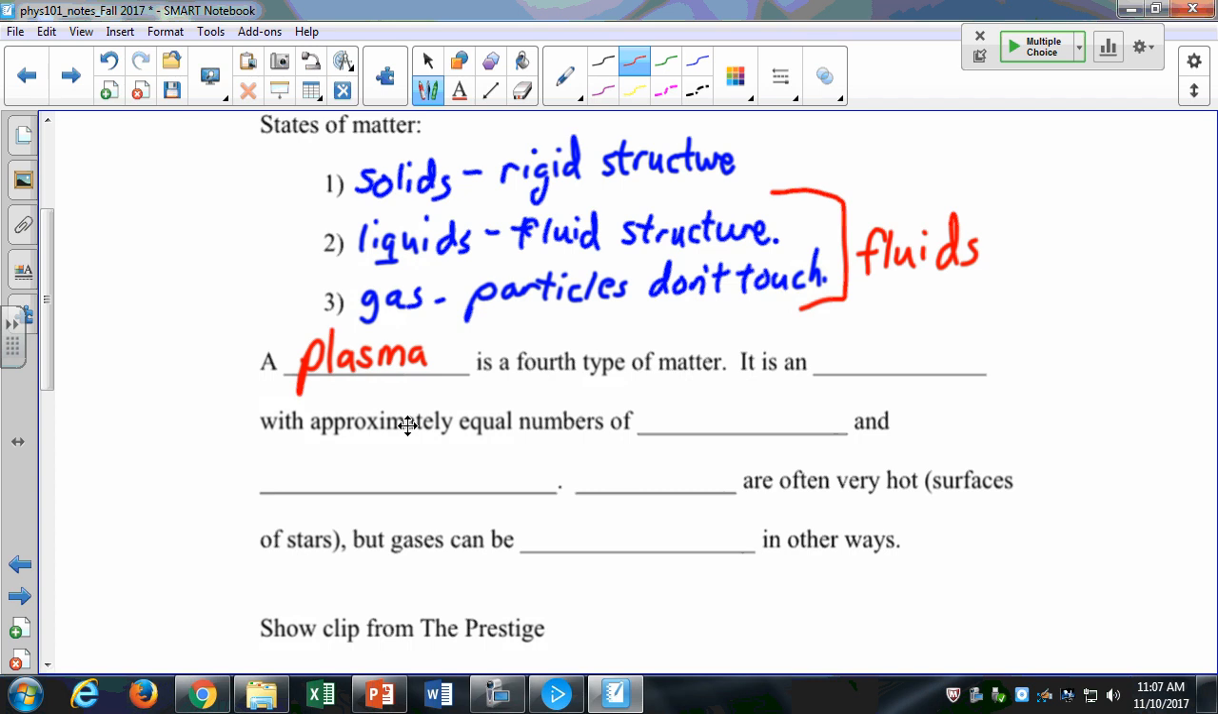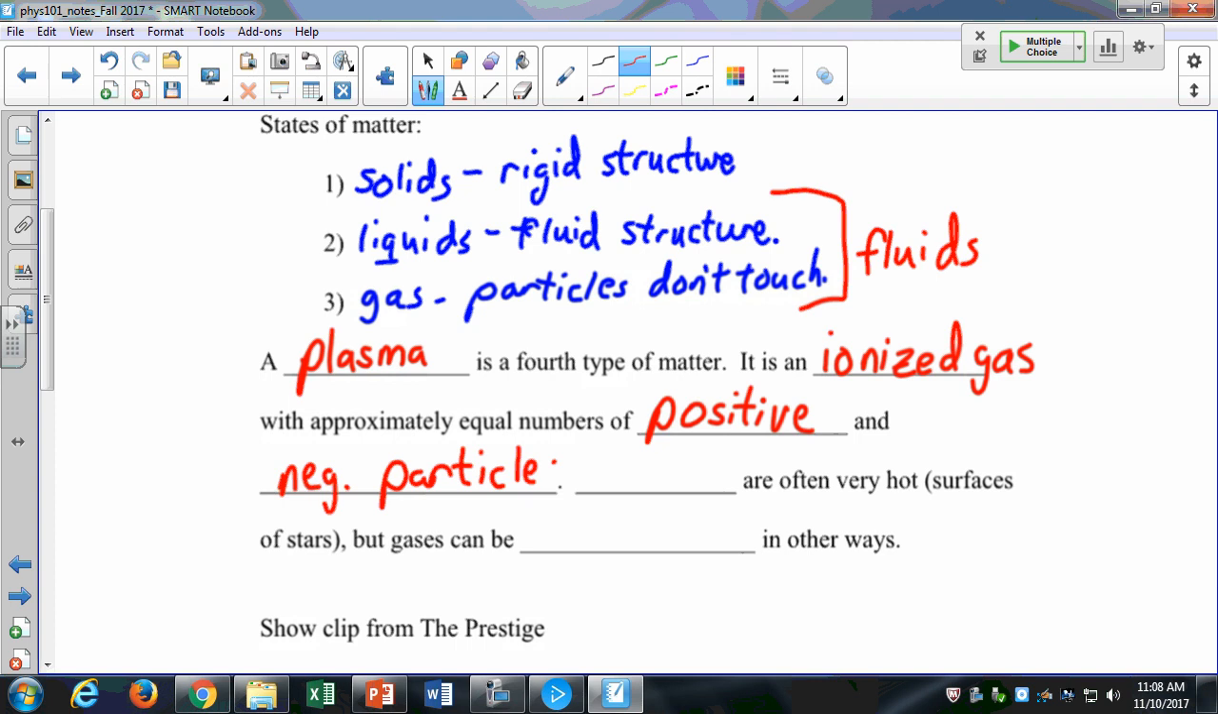All right, so anyway, at Spencer's they have those balls with all the stuff going out to the edge, and you stick your finger on it and bzzz, the blue flame or whatever. That's a plasma. A plasma is just an ionized gas. It has a plasma inside of it. It's an ionized gas with approximately equal numbers of positive and negative particles. Plasmas are often very hot, because when you heat a gas to a very high temperature, it ionizes the gas. It separates the electrons and the protons, and that's what a plasma is.